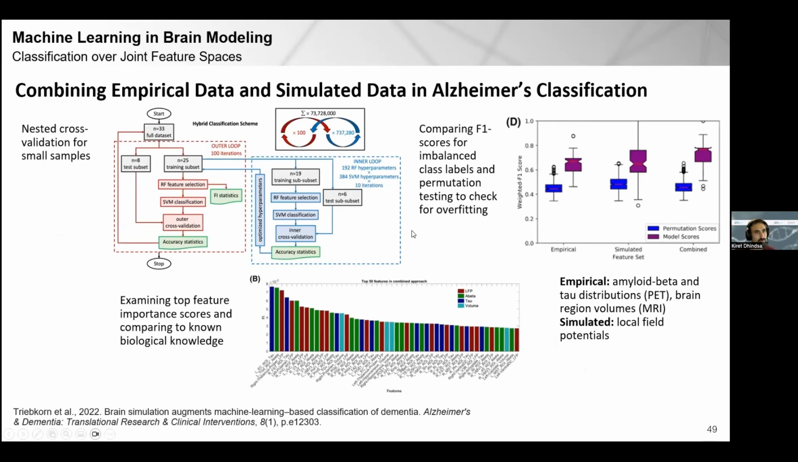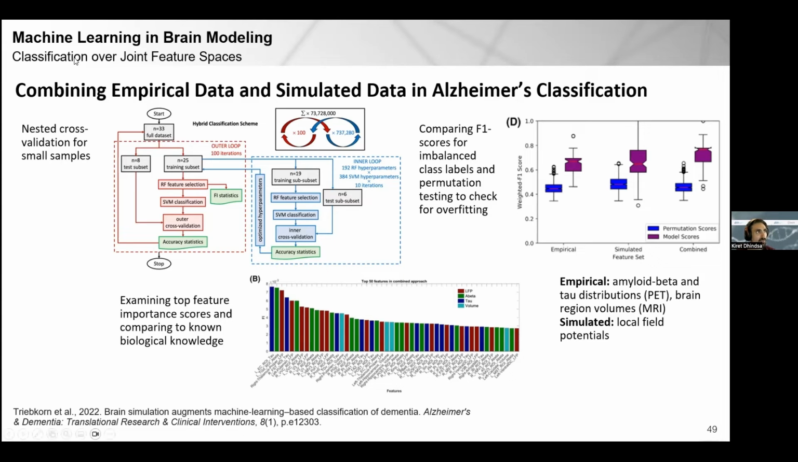Next, for the paper that we had for the recommended reading, this is a completely different way of using machine learning with brain models, and maybe also an intuitive way to look at things. I know this is a busy slide, but in this case, what we're interested in is using empirical data and simulated data to do Alzheimer's classification. So can simulated data or simulations provide information that helps us with performing diagnosis in a machine learning sense?